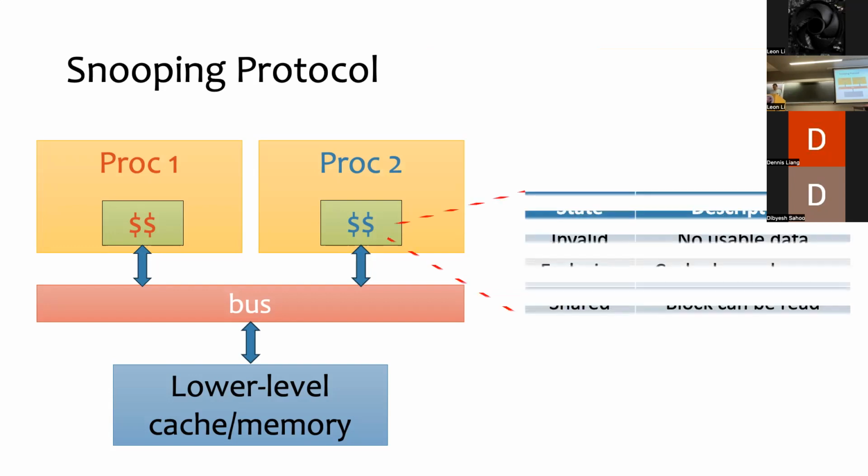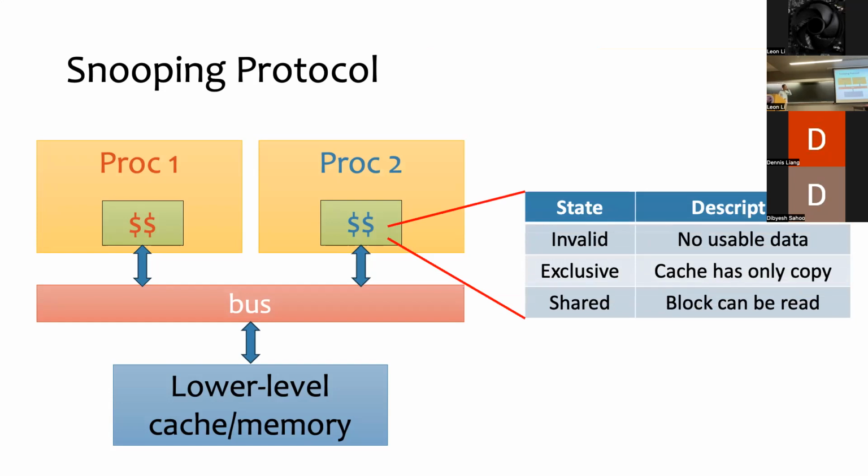What do I have on the next slide? All right. So basically, we assume that we have two processors or maybe two cores. Each of them has its own L1 cache or even L2 cache, right? Some very fast caches. And eventually, they're going to share a lower level cache or memory through a bus. And this bus allows them to communicate, right?